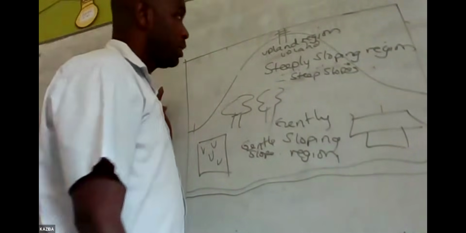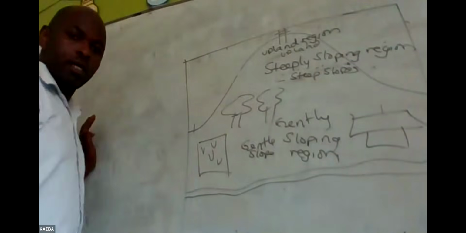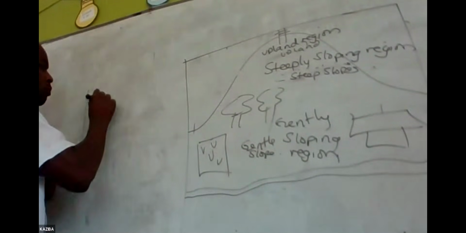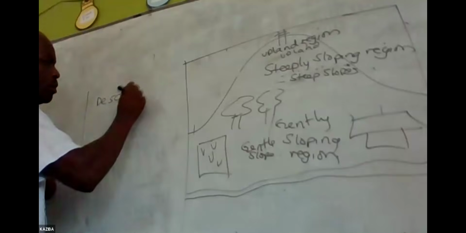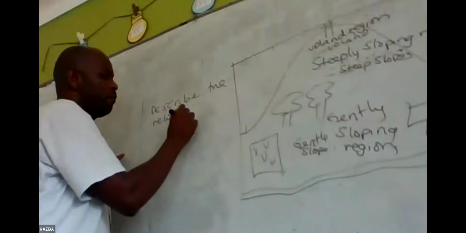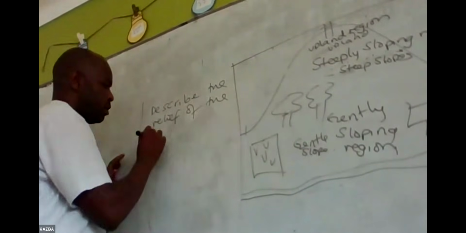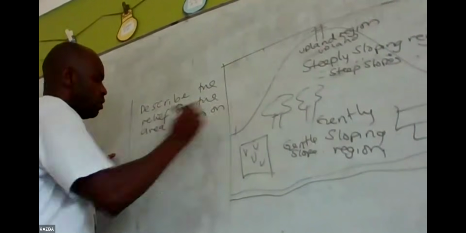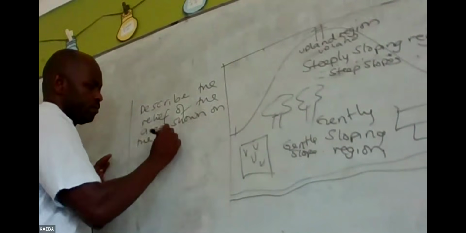So that's the first question. The second question they can ask you is to describe the relief. Describe the relief of the area shown on the photograph.